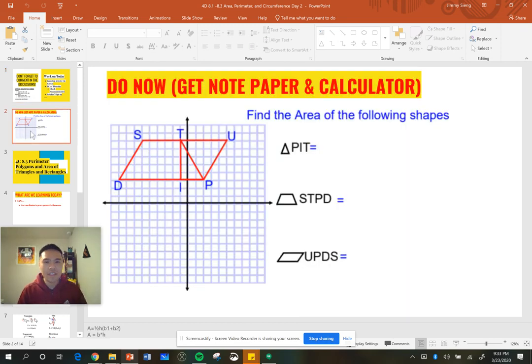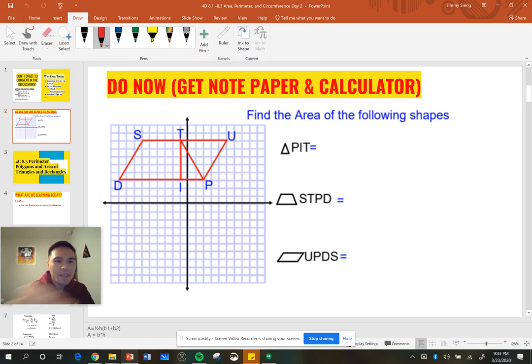So we're looking at this do now. Looks like we have this big parallelogram with two different figures I need to find, okay? So I first need to find the area of PIT or pit. That's a triangle. So you need to remember the area of a triangle, okay? Let me get that set up.